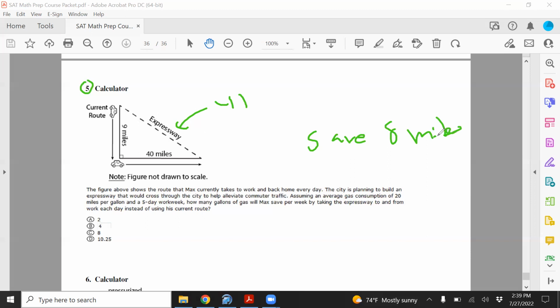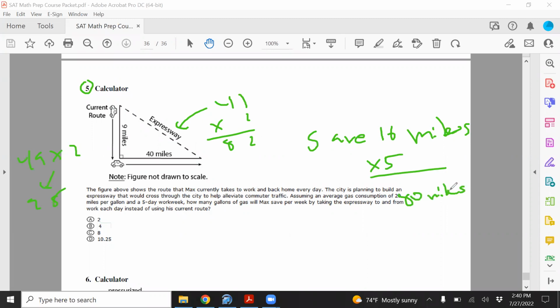You could calculate the gallons of gas for each path, but I would just take the difference in miles. And you do this for how many days? 5 days. And also, is this a round trip? Let's read that carefully. Yes, to work and back home. So I lied. It's not 8 miles, it's 16 miles, because 49 times 2, the long way, or 41 times 2, the short way. So you actually save 16 miles, and you're doing it for 5 days. So really you're saving 80 miles. So that adds up, right?